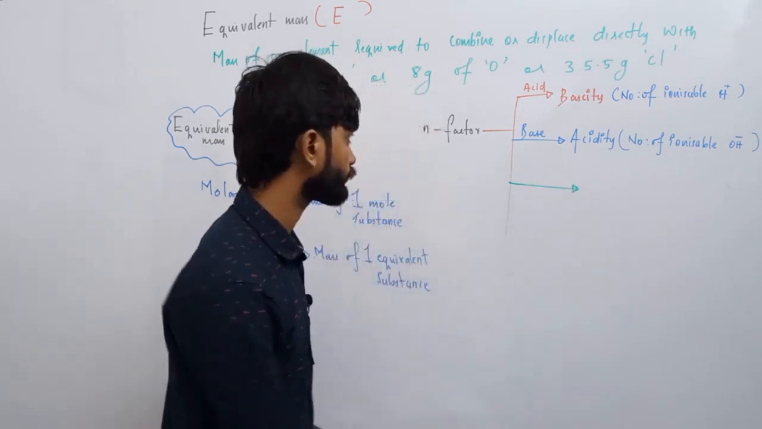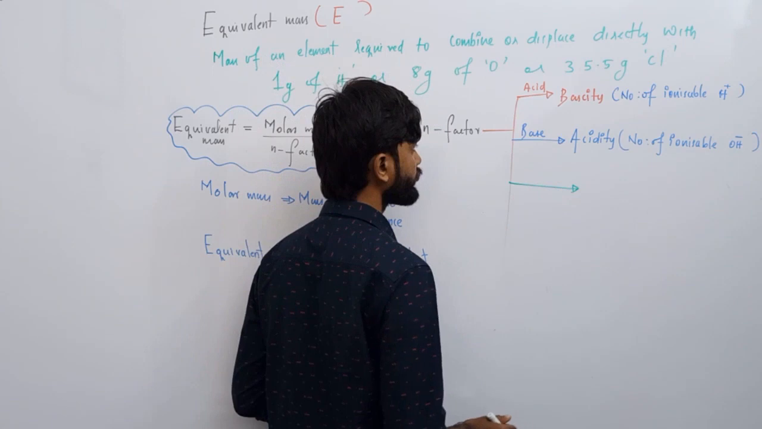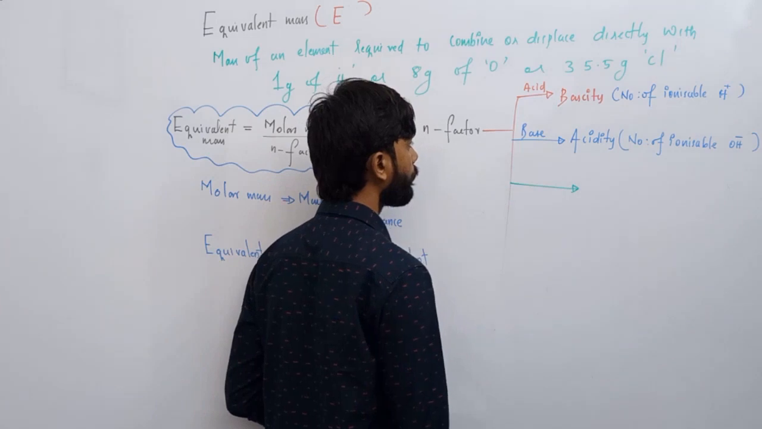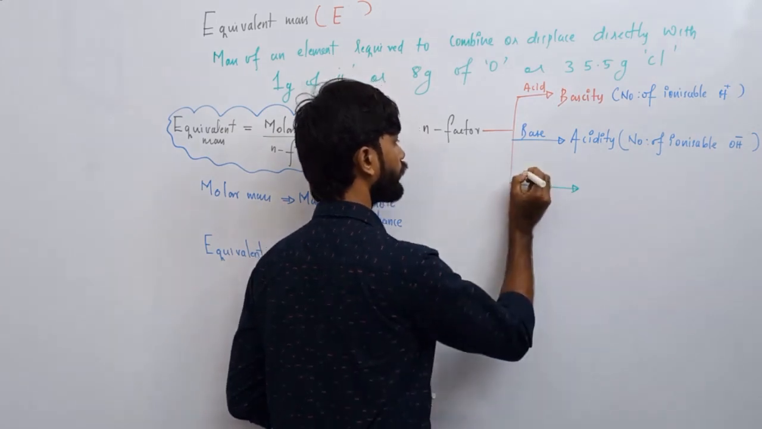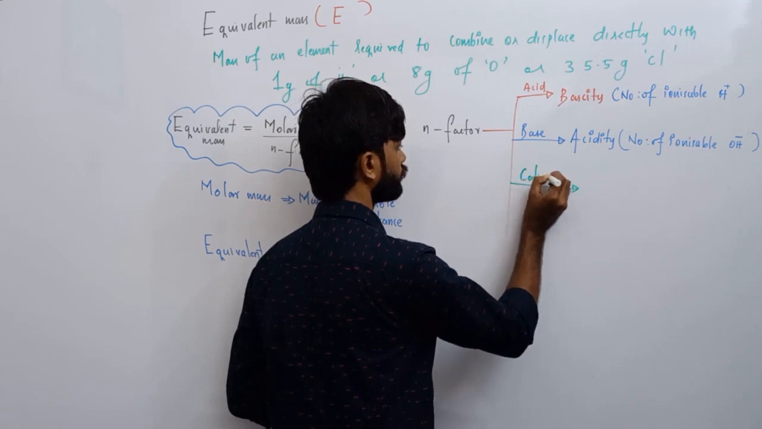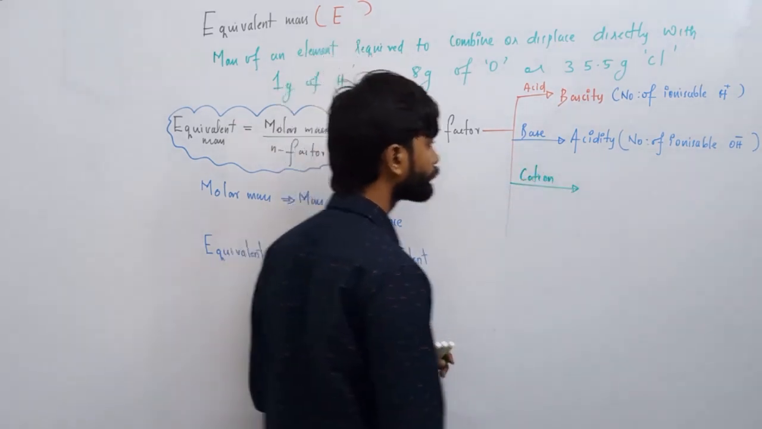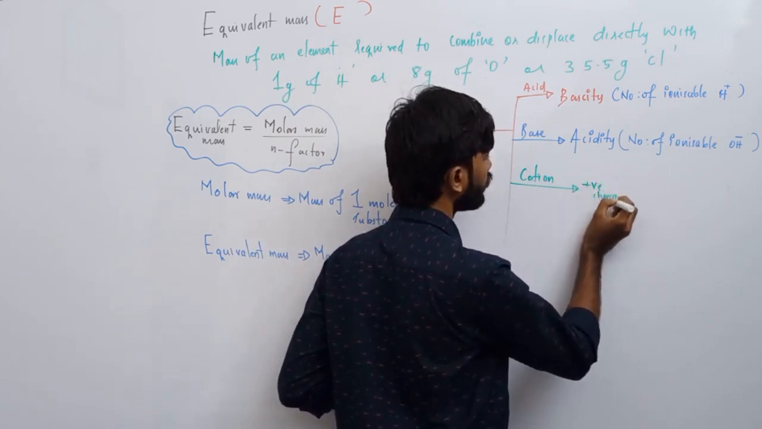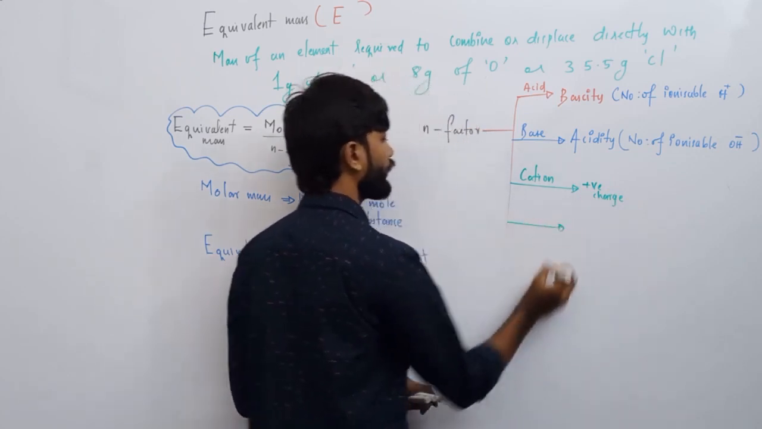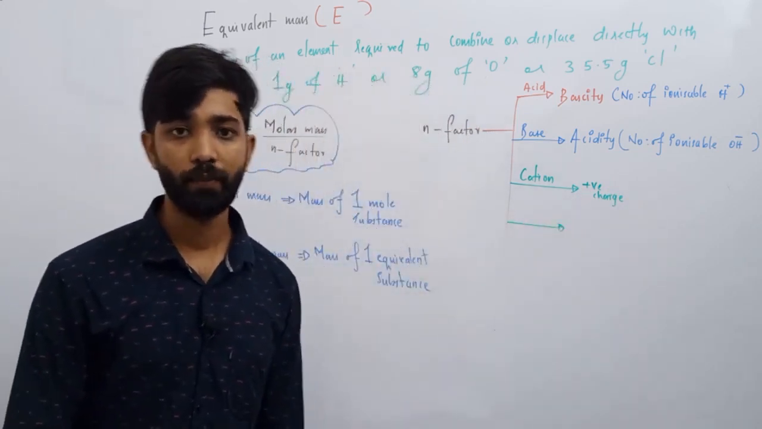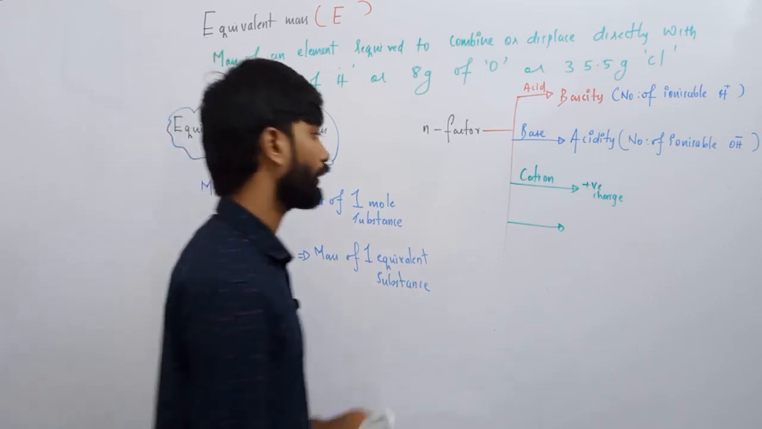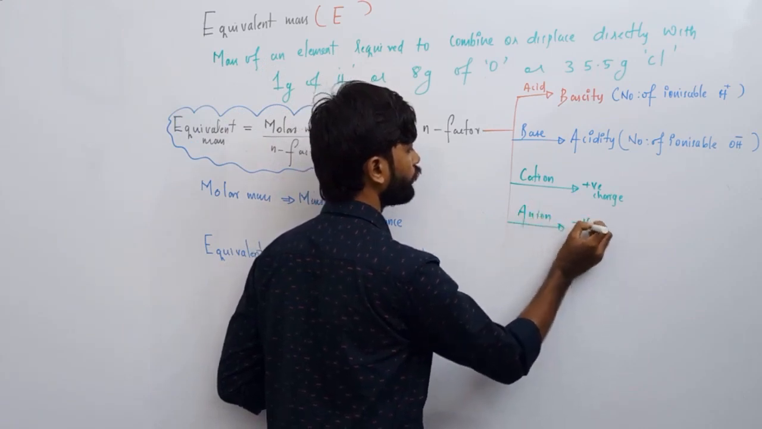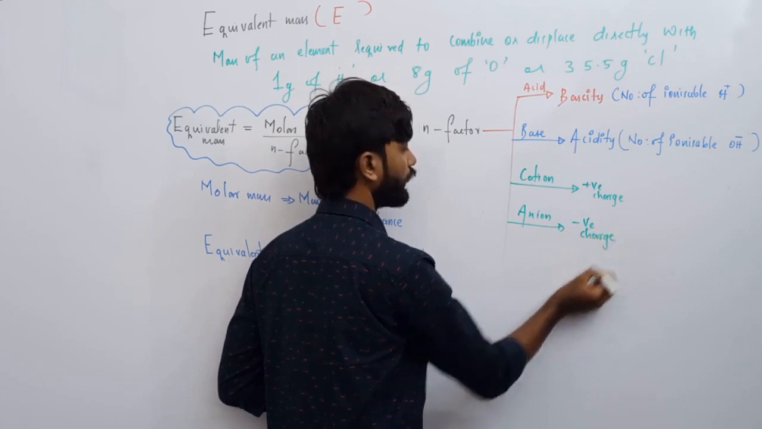Acid base over, then for a cation. In the case of a cation, it is the positive charge. We know that a cation has some positive charge, for example Al3 plus. The positive charge is 3 plus, so 3 is the n factor. For an anion, it will be the negative charge.